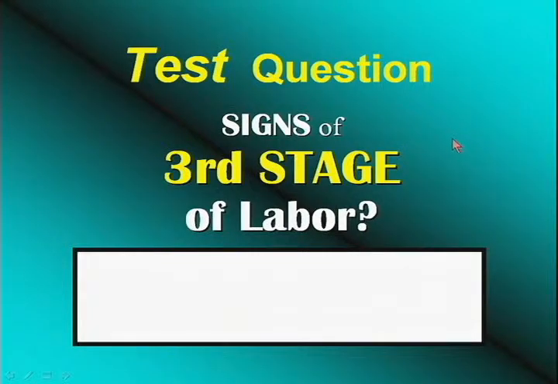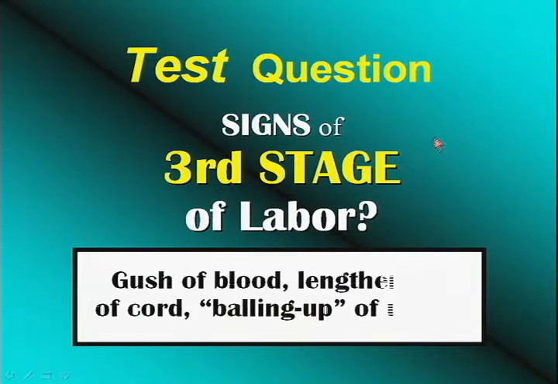Signs of the third stage of labor. This was a board question. And there are 3 of them. Gushing of blood as the anchoring villi are removed. Lengthening of the umbilical cord as the placenta is moving down. And then you can feel as the uterus contracts, we call this the balling up of the uterus. So gush of blood, lengthening of the umbilical cord, balling up of the uterus.